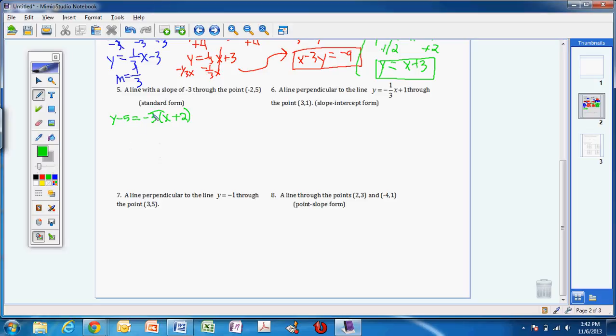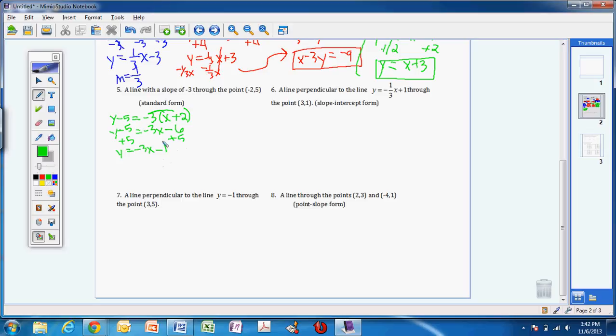So to do that, first thing I'm going to do is distribute -3. So we're going to get y minus 5 equals -3x. Negative times a positive is a negative. 3 times 2 is 6. All right. Last step to actually getting y by itself then, we're going to add 5 to both sides. And we're left with y equals -3x, -6 plus 5 is actually -1.